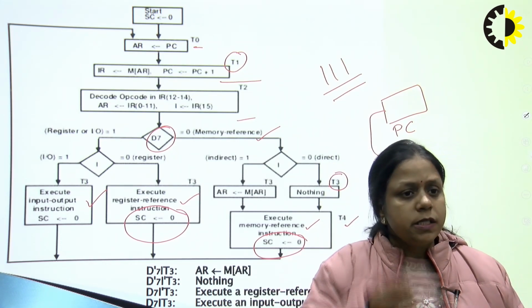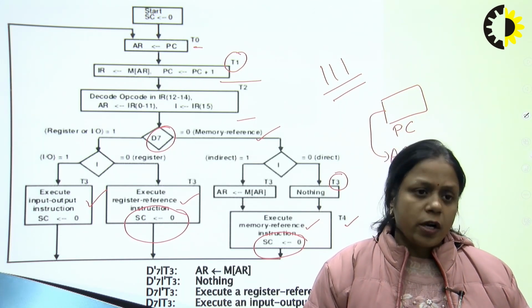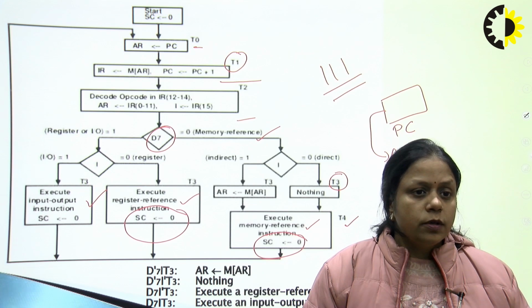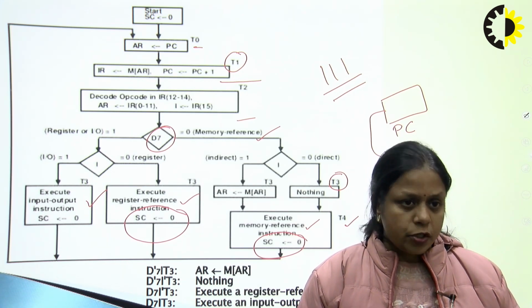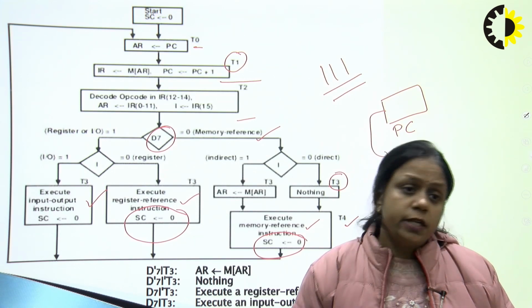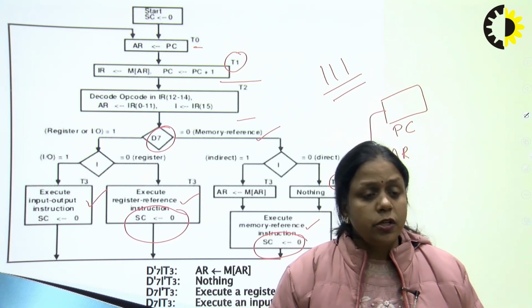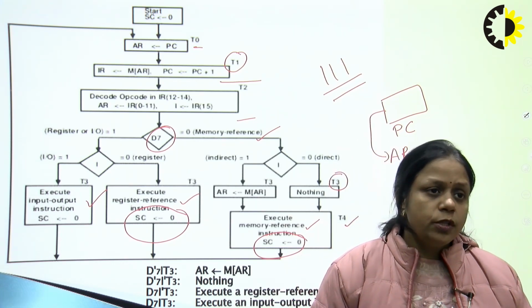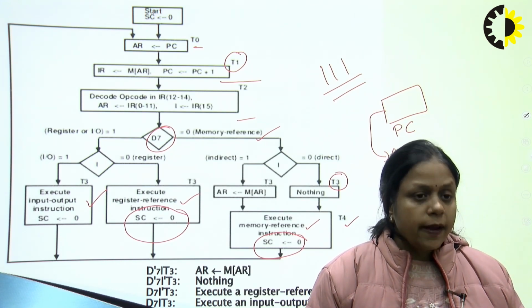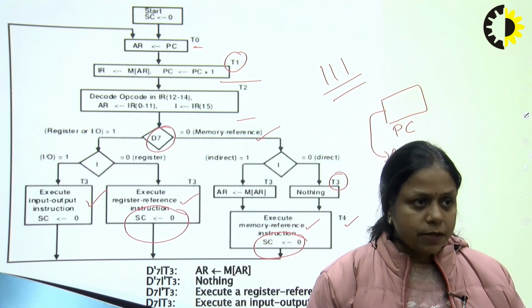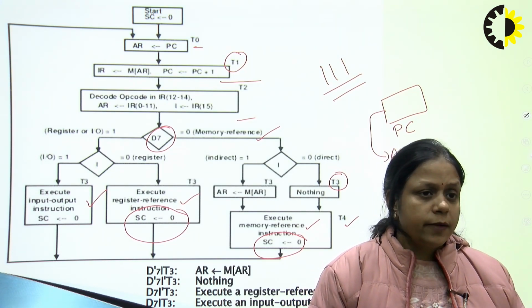So this instruction cycle will always be followed by each and every instruction. Okay. So this instruction cycle is very important in the execution of instructions. All these phases are the same for each and every instruction. It can be an input output instruction, a register instruction, or a memory reference instruction. So all these steps will be the same for all instructions. Okay. So this is the instruction cycle and sub cycle of the instruction. So I think you have understood it very easily.